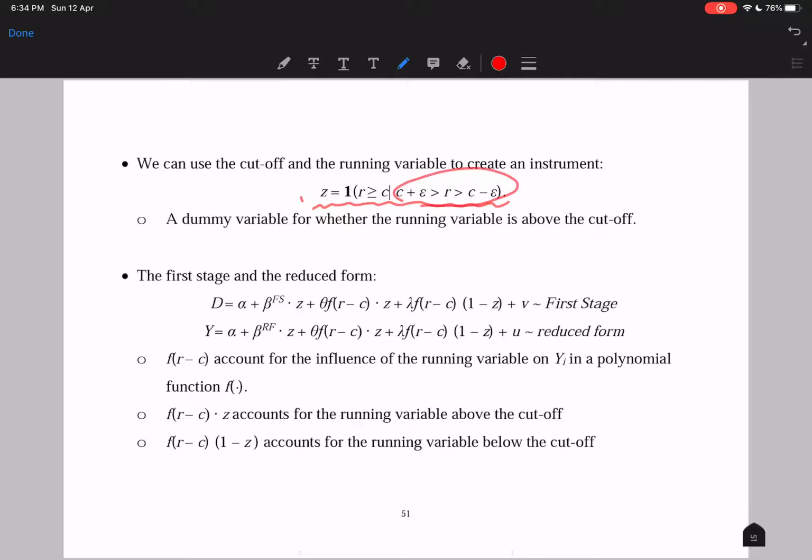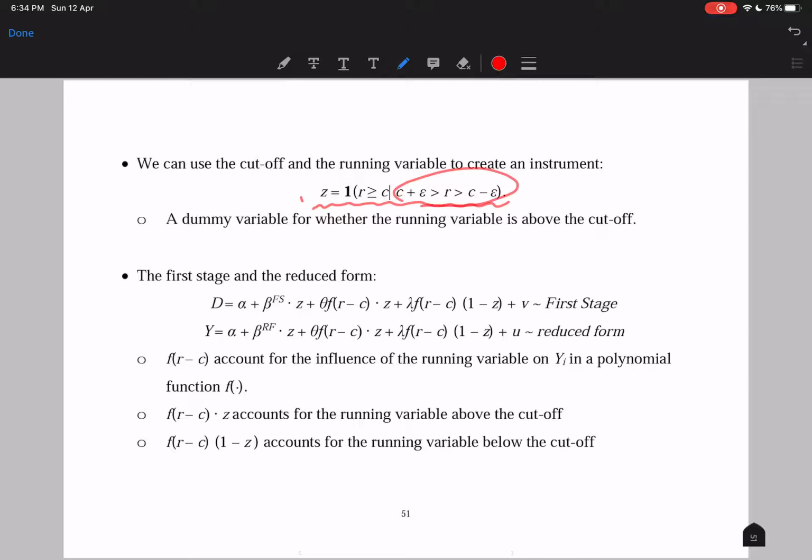So we need to restrict the rounding variable to be around the cutoff. And the dummy variable, the instrument here, is simply a dummy variable for whether the rounding variable is above or below the cutoff. Then we can have our first stage and reduced form regression.